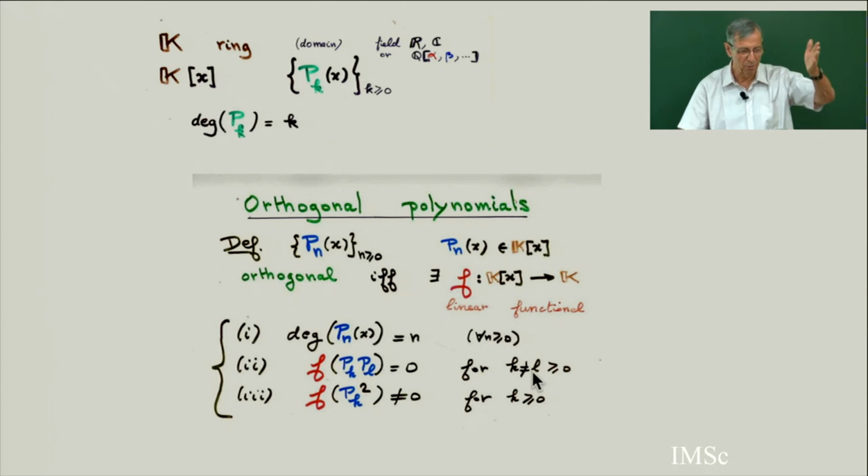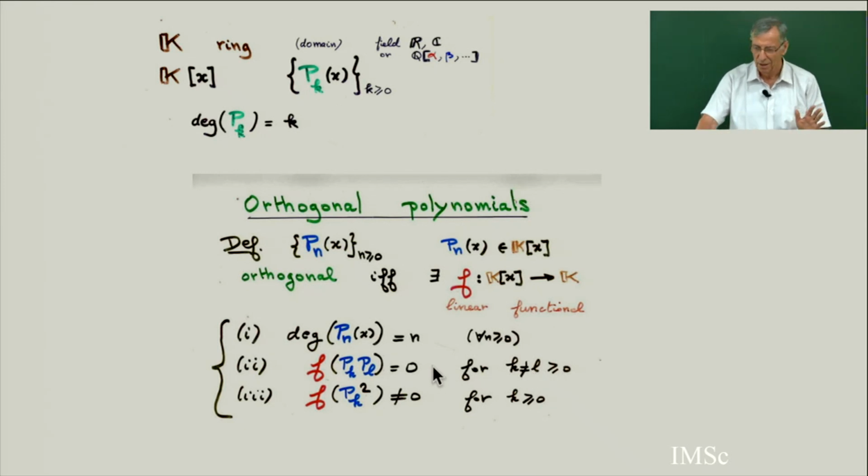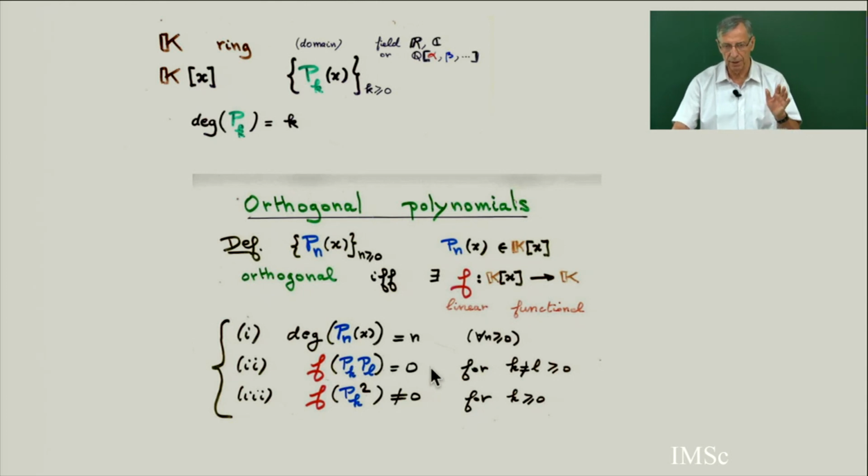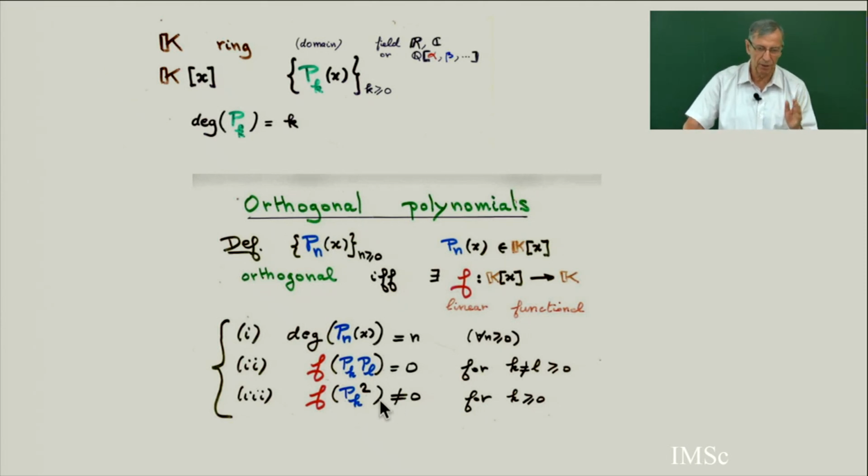You see, instead of writing an integral of something like the Chebyshev, like the Laguerre, or like the Hermite, I do the thing formally. The F of P_k P_l is going to be a scalar product on the ring of polynomials, and I ask that F of P_k P_l equals 0. But I ask more. I ask that if k equals l, I want to have F of P_k squared different from 0. So this is the formal definition, and no more analysis.